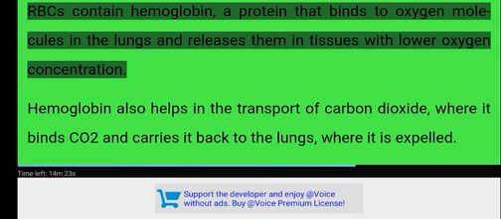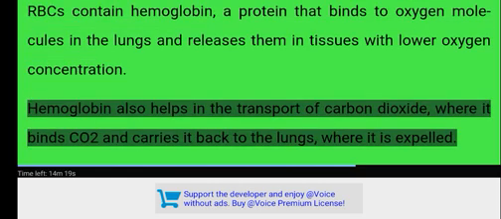RBCs contain hemoglobin, a protein that binds to oxygen molecules in the lungs and releases them in tissues with lower oxygen concentration. Hemoglobin also helps in the transport of carbon dioxide, where it binds CO2 and carries it back to the lungs, where it is expelled.